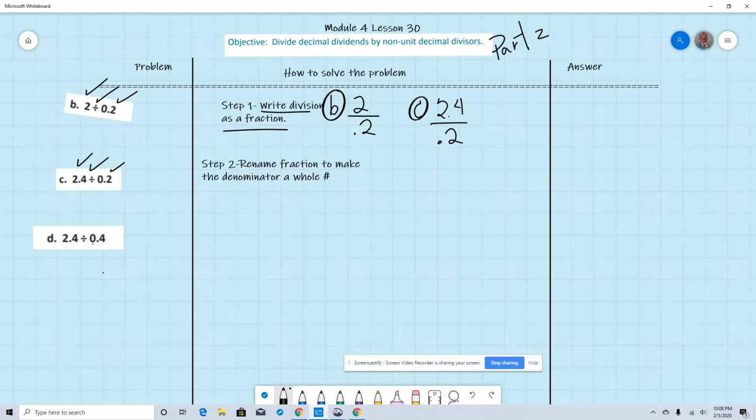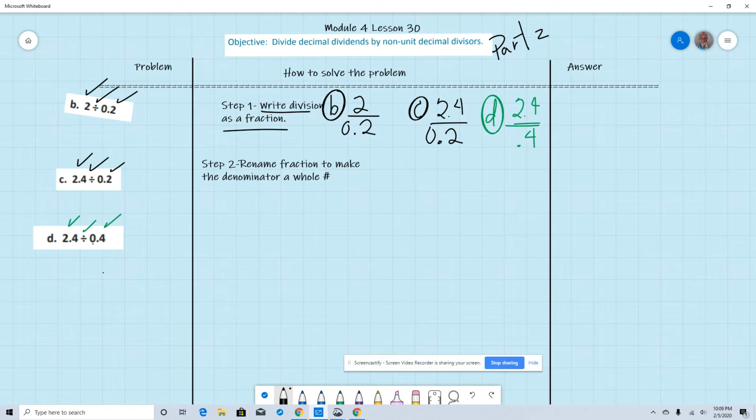And we have D. Let me change the color so it looks more like a different problem. Then D is 2 and 4/10 divided, which is the line here, by 4/10. And you might ask, why is it that you did not write the whole number, the 0 ones? Well, it works either way, it doesn't matter. You can have it on or not.